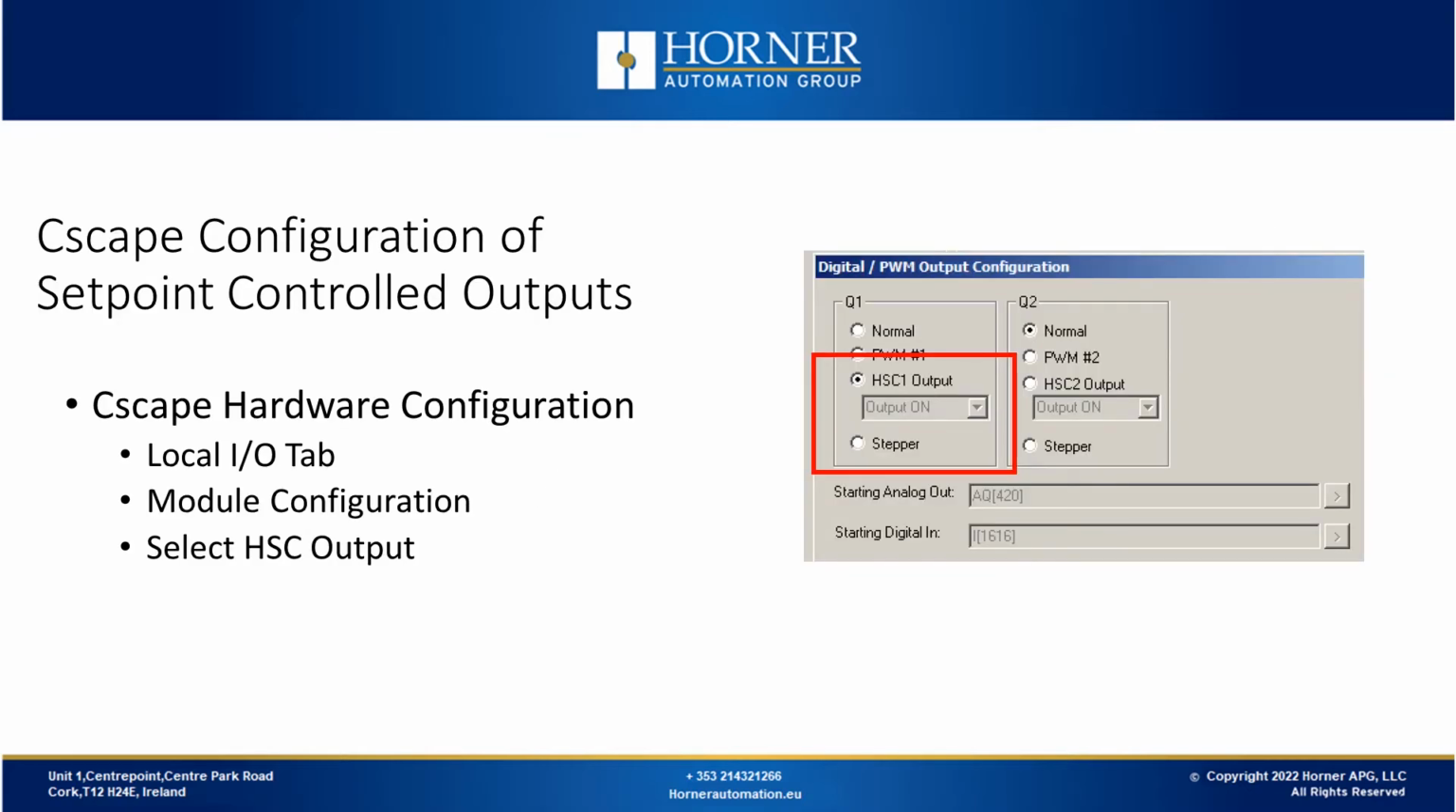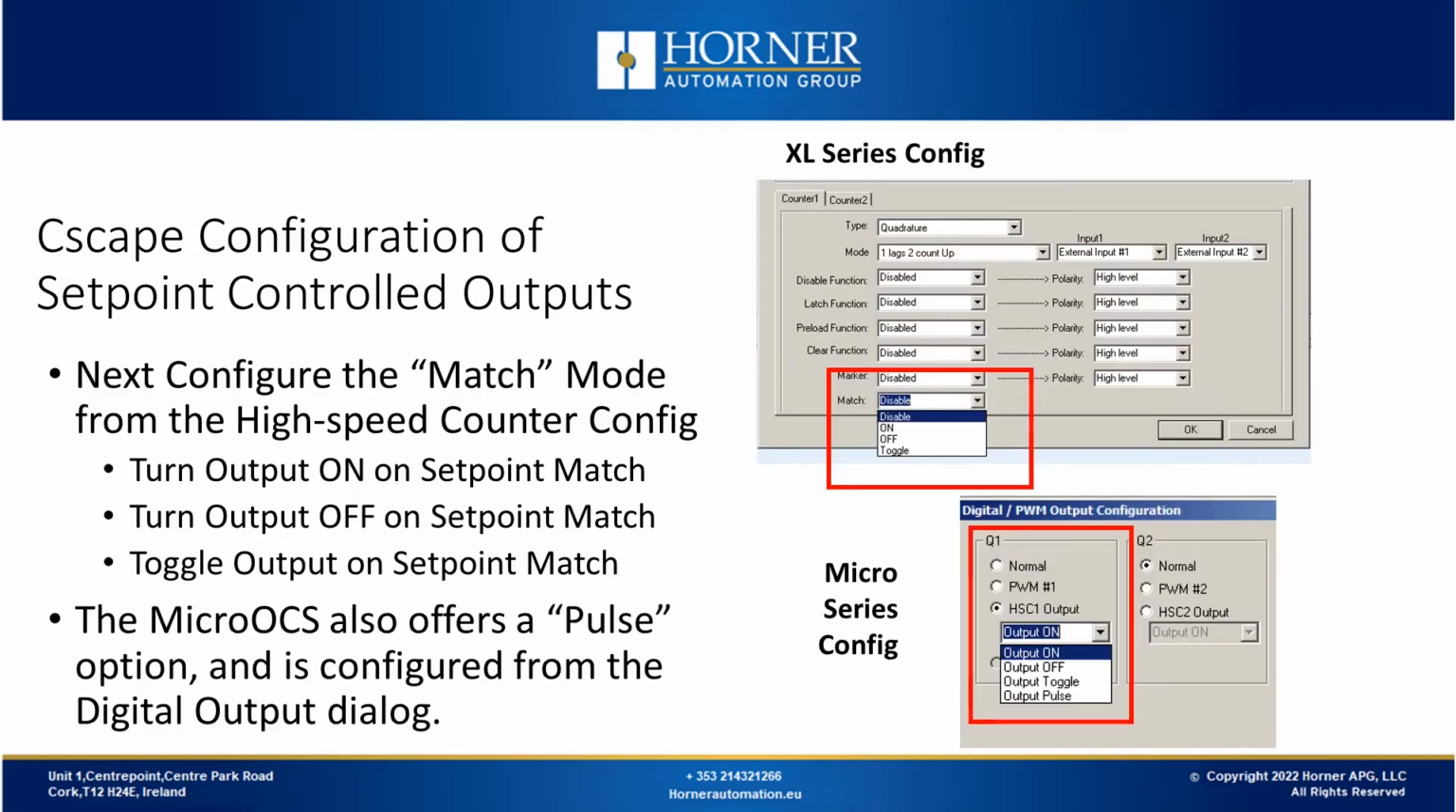We would go back into our local I/O tab, go back to the output configuration, and then select HSC output as our radio button for that function. For the XL series, to configure whether the output turns on or off, or toggles based on achieving the high-speed counter accumulator setpoint, we have to leave the high-speed output dialog and go to the high-speed counter input dialog. At the very bottom of that, we can configure what we want our match to be.